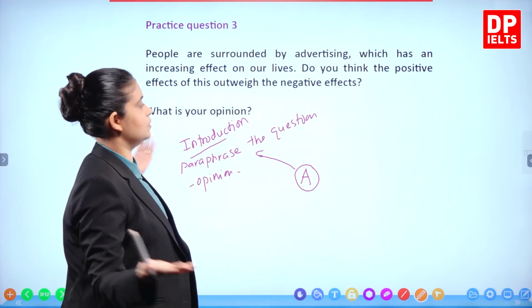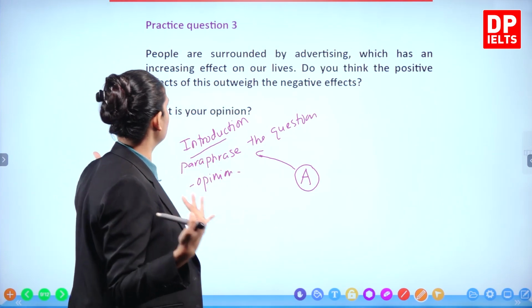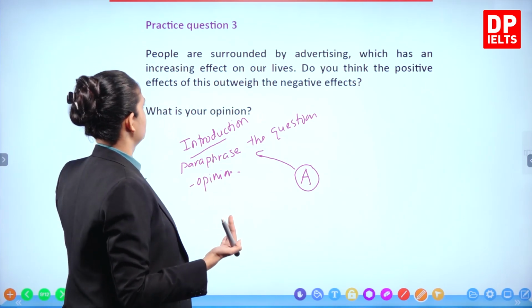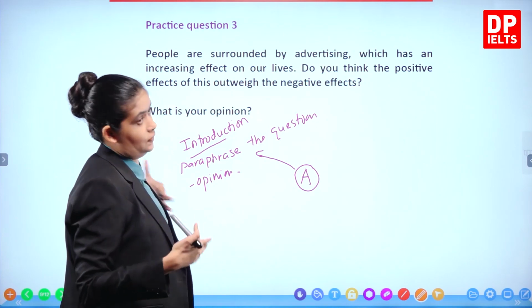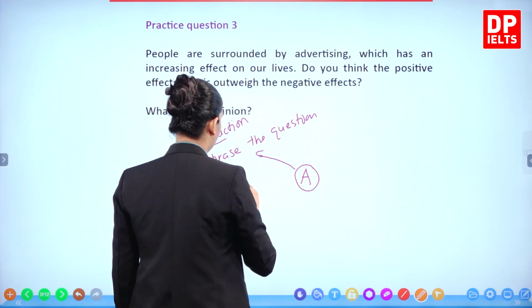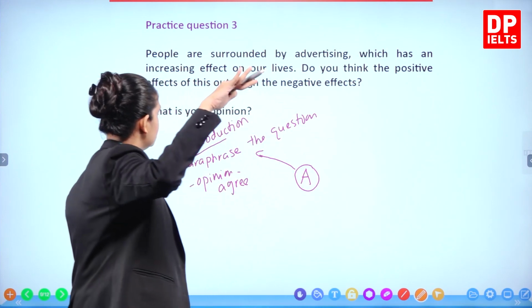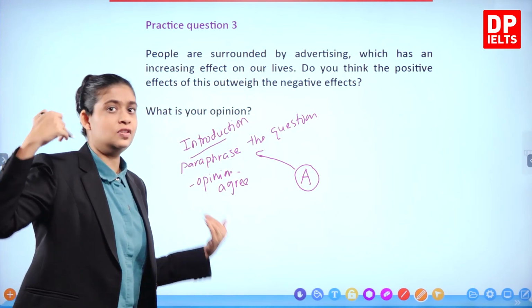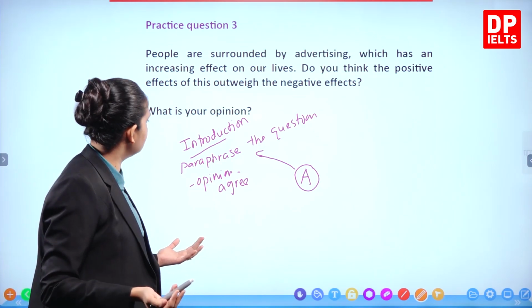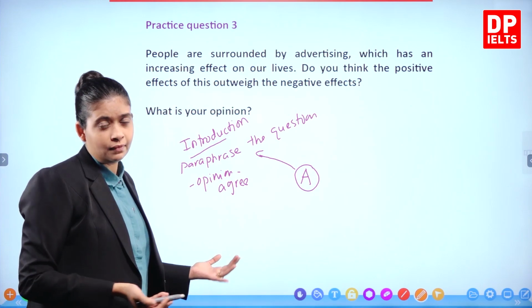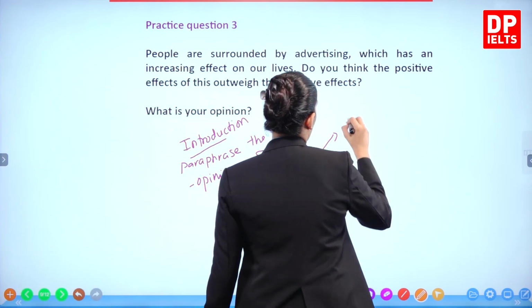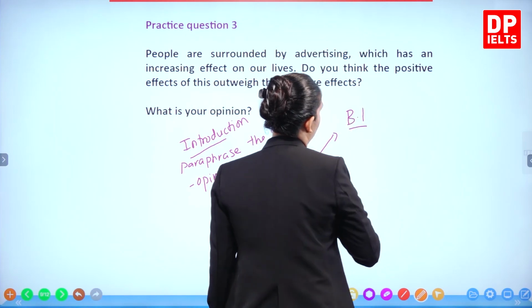People are surrounded by all the advertisements, which has an increasing effect on our lives. Do you think the positive effects outweigh the negative effects? I agree with it. I think there are more positives than negatives. That's just my view. You could also add on to it. You could disagree. I agree with it, okay? Then I would write my body para 1.